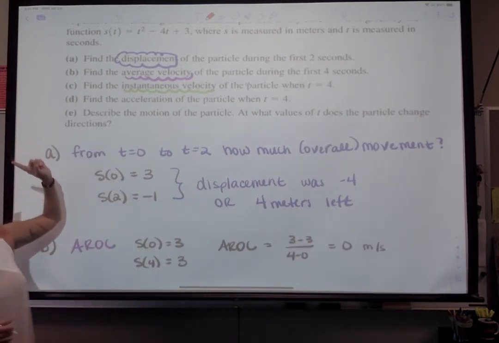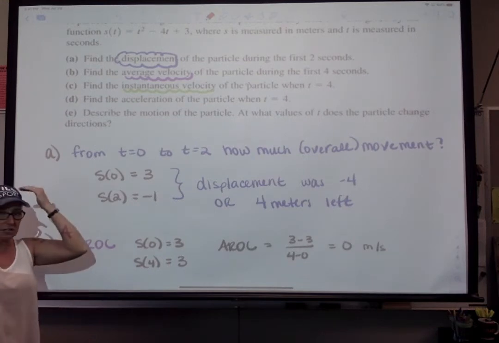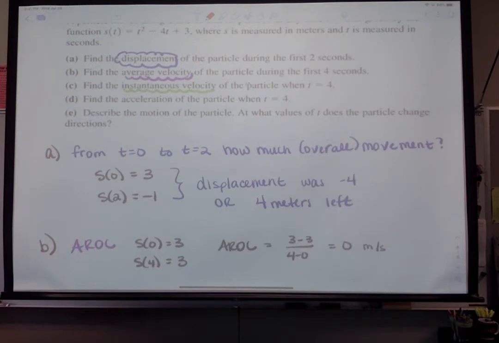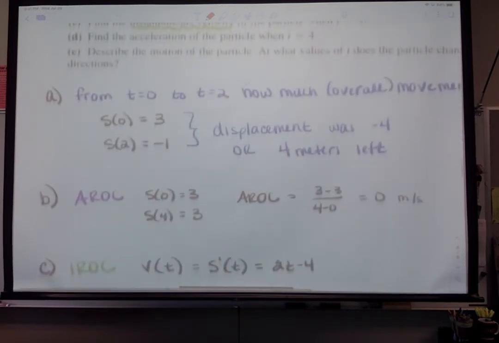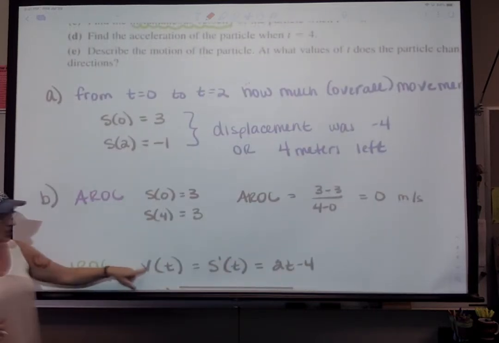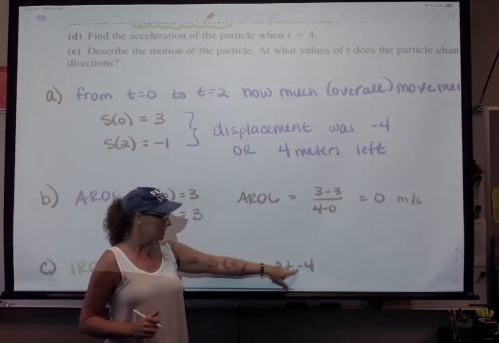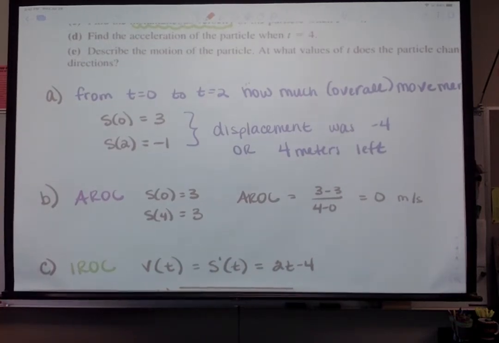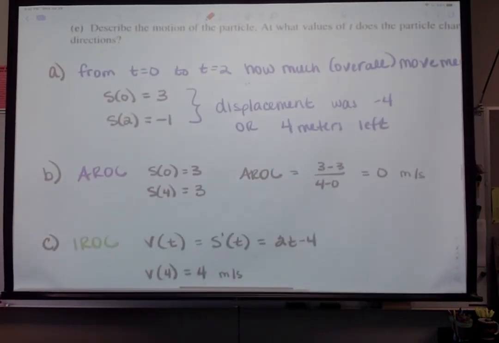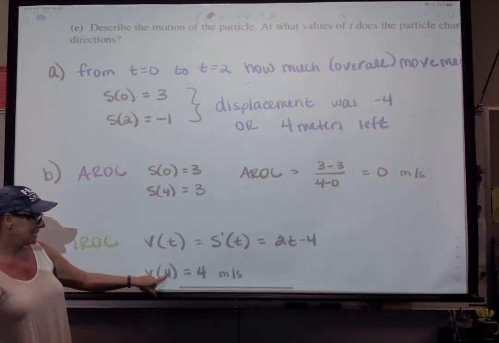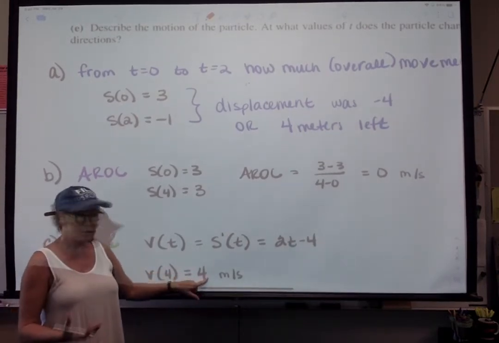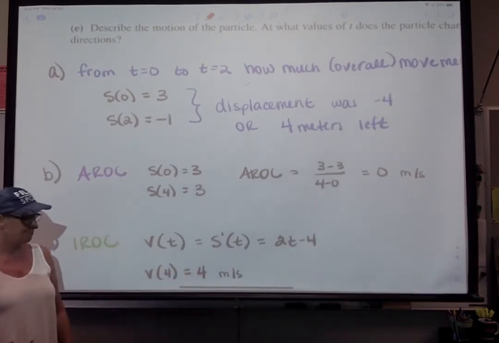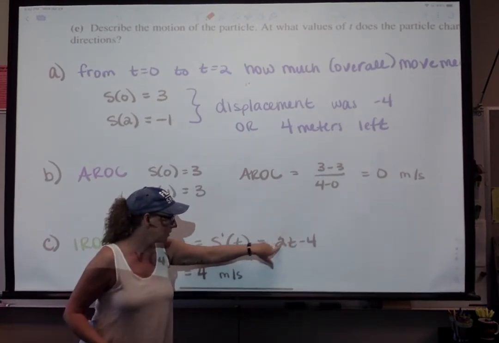Part C, instantaneous rate of change. What's that make you think of? Derivative. So for part C, instantaneous rate of change means let's do a derivative on position. There's my derivative of position. And when t is 4, I sub in 4 for t. Notice how I'm labeling, right? No random math. I sub in 4, 8 minus 4 is 4.